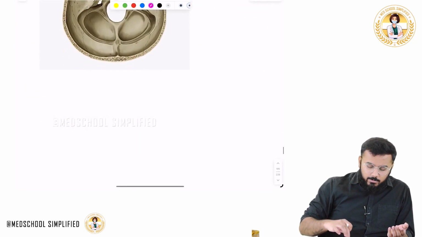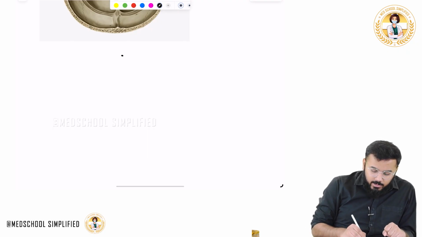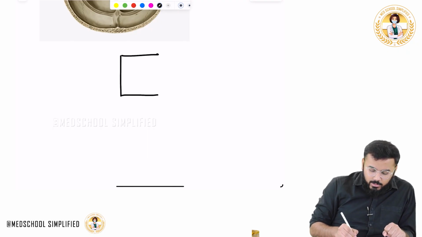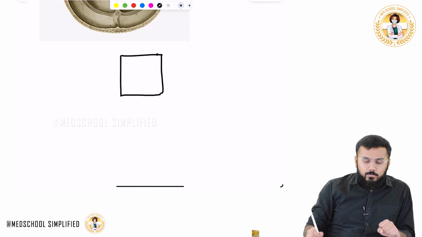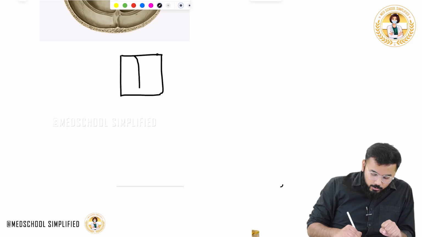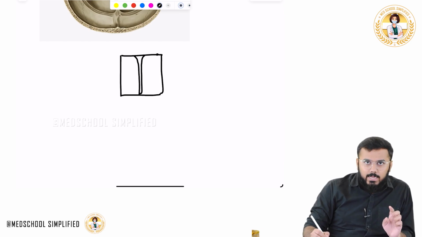Okay. So what I'm trying to tell you is that the important thing you need to know is, for example, if this entire part which I'm drawing is your ethmoid bone, in the center of the ethmoid bone you have got this particular line. So what is this line which is located exactly in the center? This is called the Crista galli.